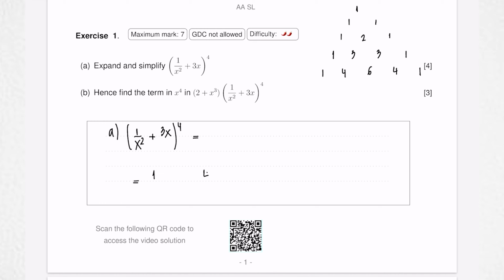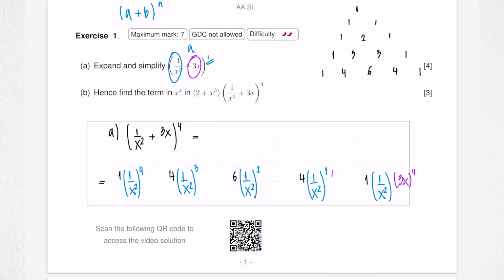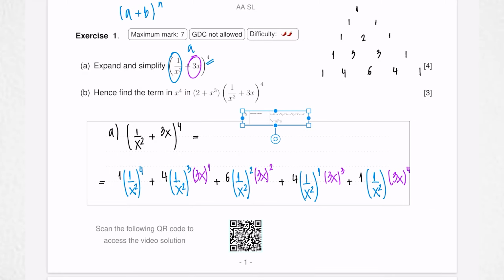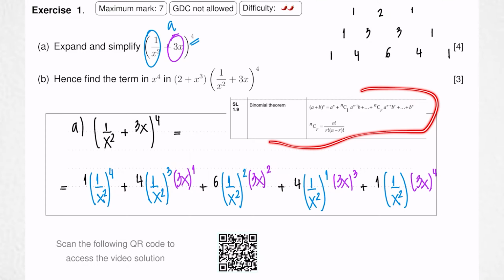We use the binomial coefficients. We take our a term, and a refers to the fact that we're expanding (a plus b) to the n. And we multiply it by the binomial coefficients from the exponent that we see here all the way down to 0. And then we do the same thing for b, but starting from the right and working our way to the left. And these terms are being added. Do remember that you have the formula for this binomial expansion in your formula booklet.